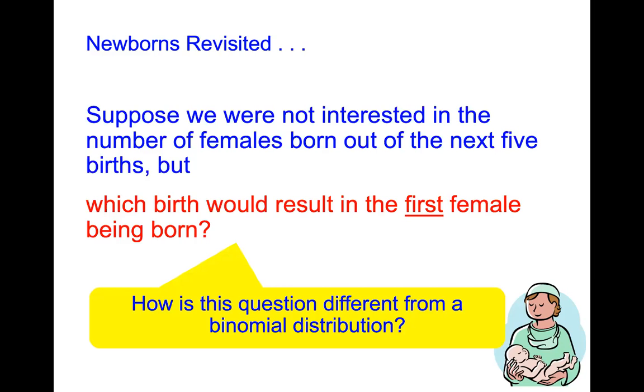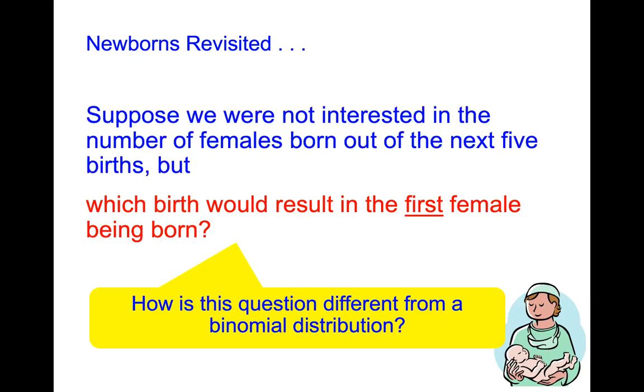So the question is, how is this question different from the binomial distribution? What is essentially different about this question compared to our previous one? Go ahead, let me know. Unmute yourself if you think you know. What is different about this question compared to the question we had last time? There's no set amount of trials.